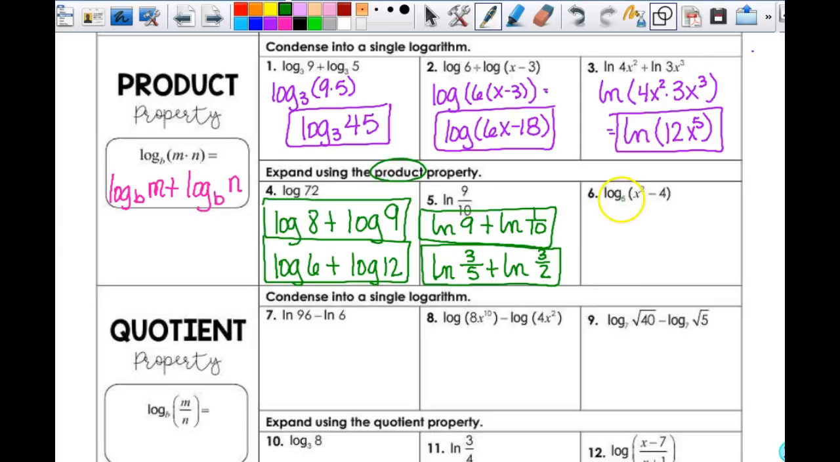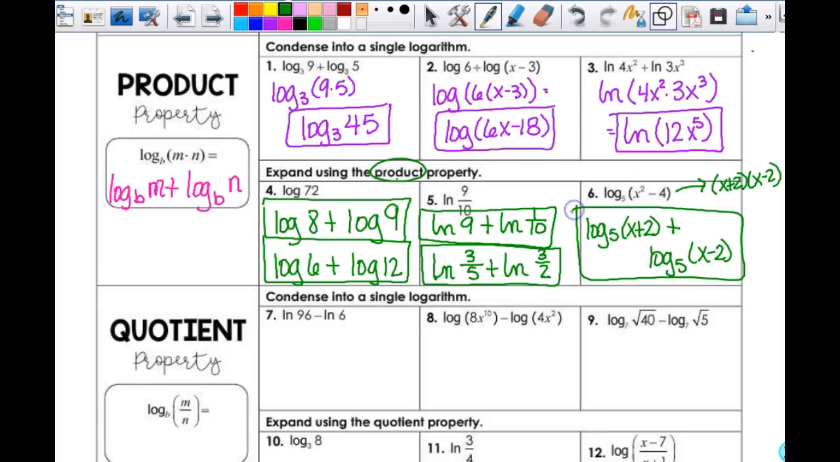All right, so log base 5 of x squared minus 4. Now remember, this whole minus thing in here doesn't do anything for me. I need this to be multiplication or division to be able to do anything with it. We are told to use the product property, which means I'm using multiplication. So I need to factor this. So this factors into x plus 2 times x minus 2, which means this would become log base 5 of x plus 2 plus log base 5 of x minus 2. There you go.